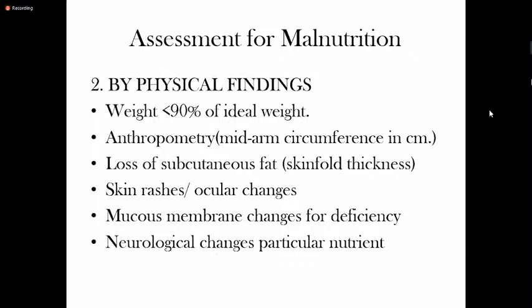We can also do anthropometric measurements for this individual, and the usual one is the mid-arm circumference or loss of subcutaneous fat. And here we look for thicknesses of the skin fold, and we can also look for disease patterns that occur with malnutrition, like skin rashes or ocular changes, okay? And we have mucous membrane changes for deficiencies. We have neurological changes for particular diseases. So in physical examination, we are able to identify what are associated with malnutrition in these individuals.